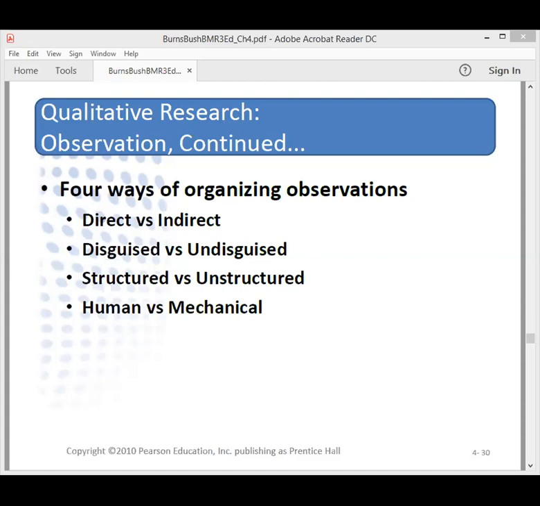Direct observation is observing the behavior as it occurs. Indirect observation, the researcher observes the results of the behavior rather than the behavior itself. So this could be based upon archives, historical records, secondary data representing historical records, or physical traces, tangible evidence of some past event.